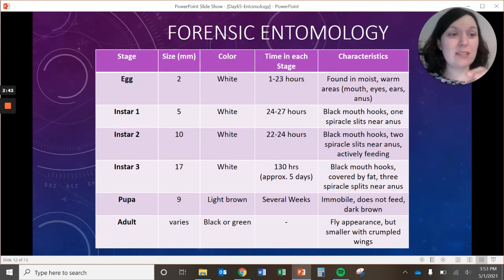Okay, so this is kind of going to summarize our different stages and the timeline that goes along with this. This is how we can use insect information to determine information about a time of death. Okay, so this kind of summarizes all those.